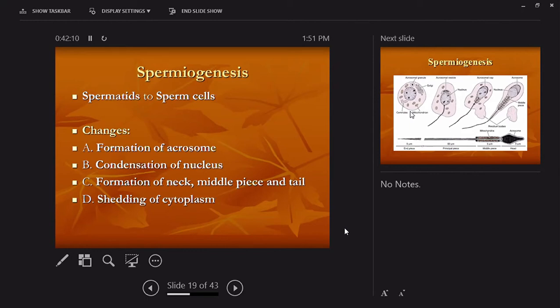So there you are. Formation of acrosome, condensation of nucleus, formation of neck, middle piece, and tail, and the shedding of the cytoplasm, before you can call it ready to do battle, to find his egg.